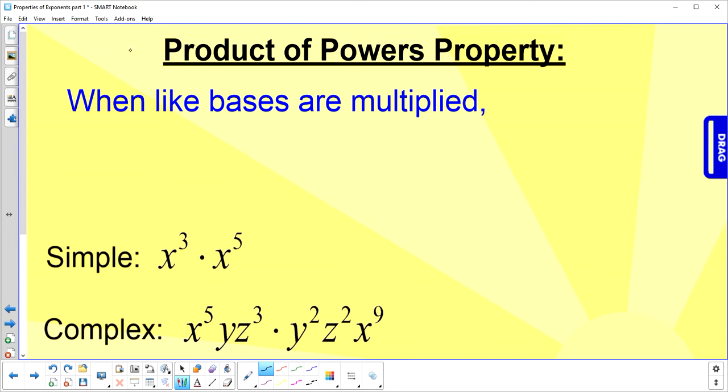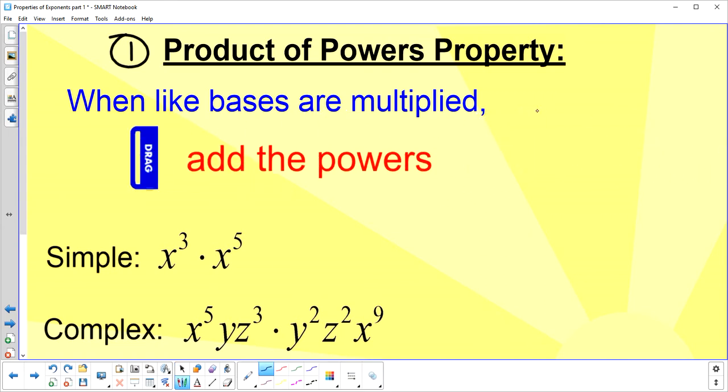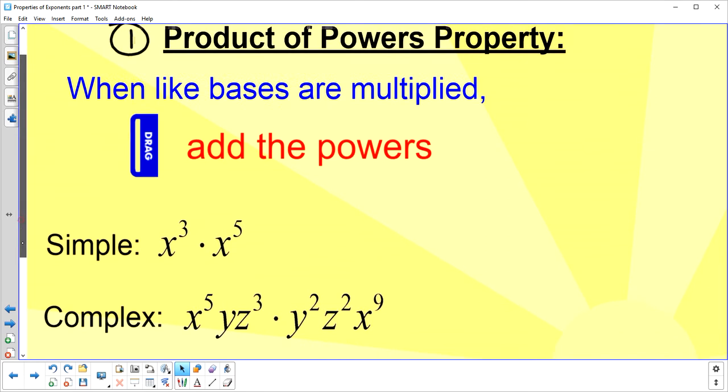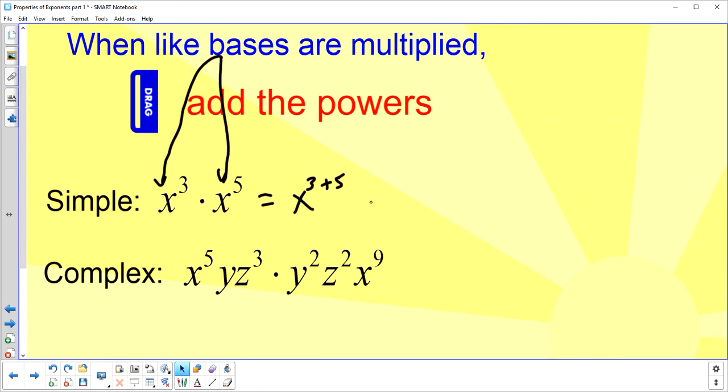Your first property is called the product of powers, and so this says when like bases are multiplied, you're going to add the powers. So when we talk about bases, looking at this first more simple one, the x's are the bases, and so when we have like bases multiplied, meaning those two x's are the same thing, what we're going to do is take that and add our powers. So 3 and 5 are the powers, and we would simplify this to say x to the 8th.